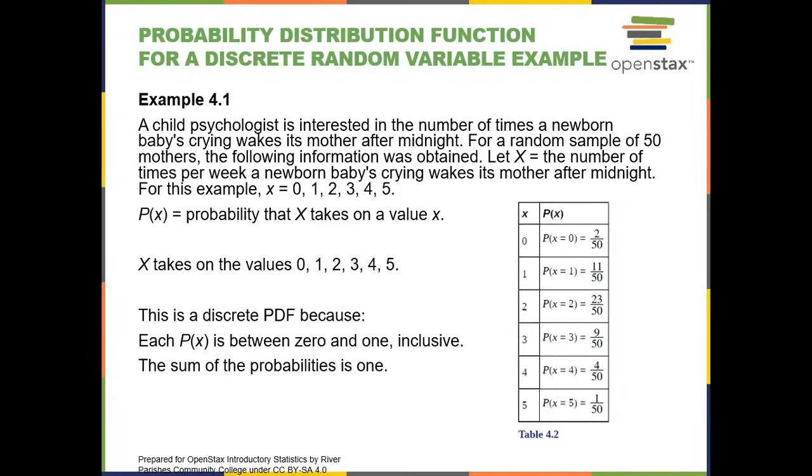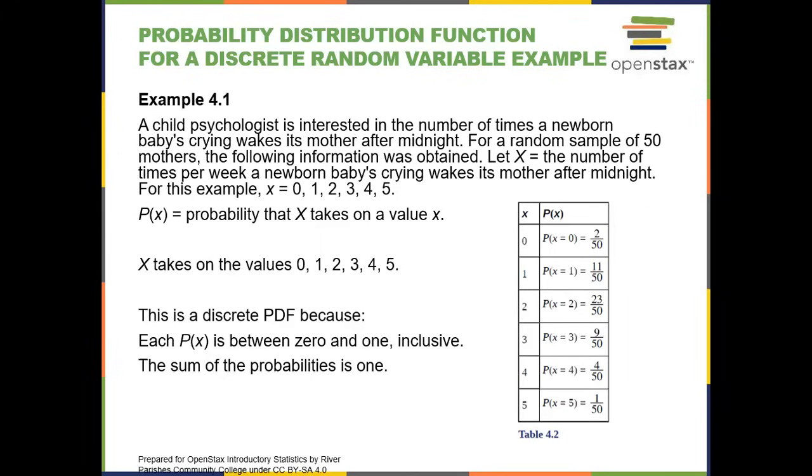For this example, small x is 0, 1, 2, 3, 4, 5. Let P of x be the probability that capital X takes on the value small x, where capital X takes on the values 0, 1, 2, 3, 4, and 5.